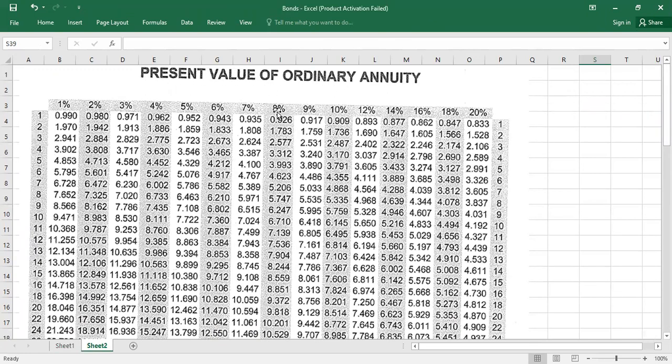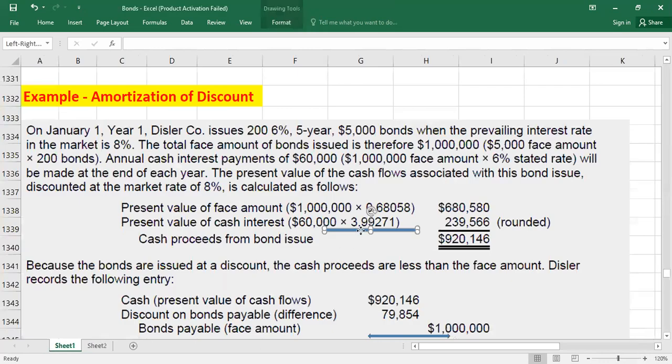Again, I will go for 8% and I will look in front of 5 years. Okay. So the value is 3.993. Okay, this is the annuity factor. So now let's go back. Here we have 3.99271, because again, their values are written up to 3 decimals. If you multiply these two values, you will get the present value of interest also.